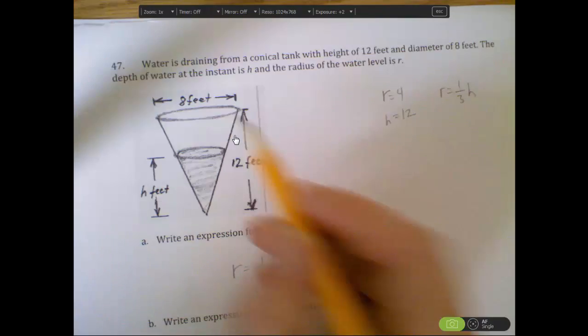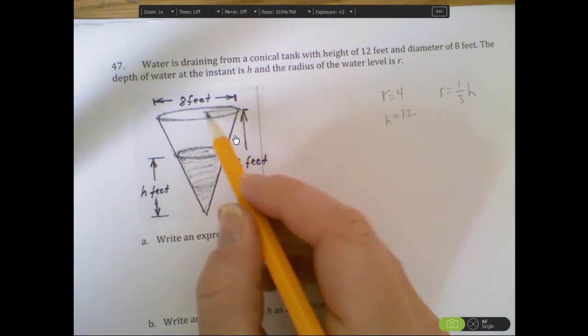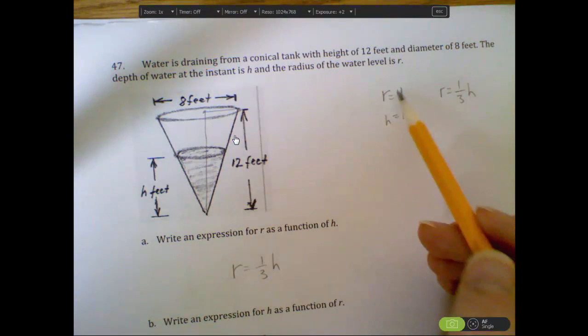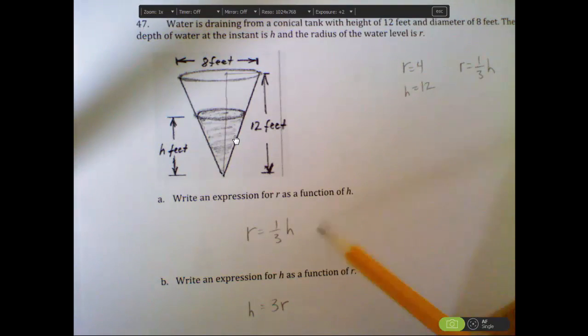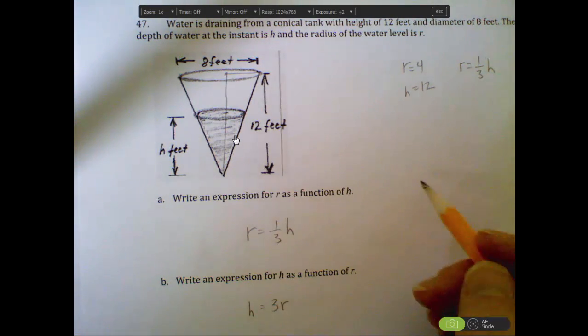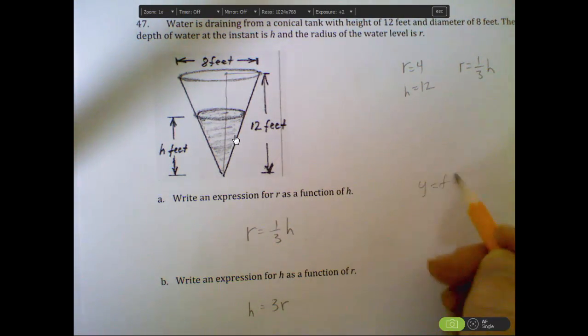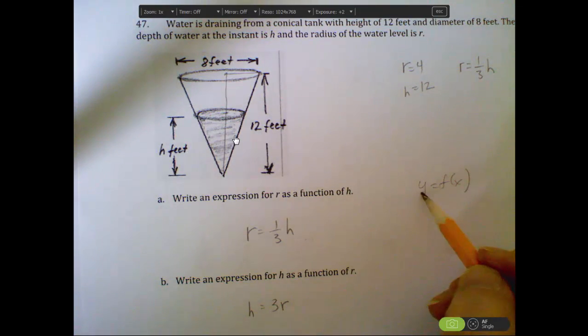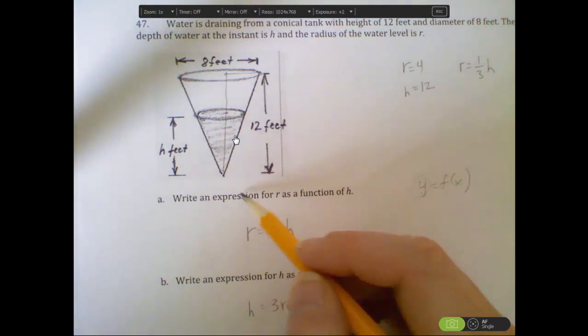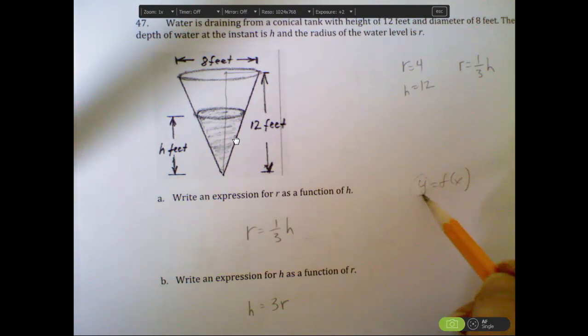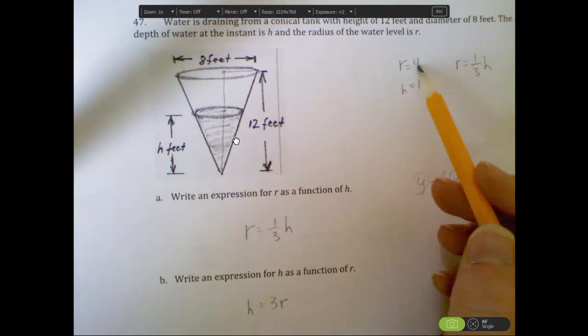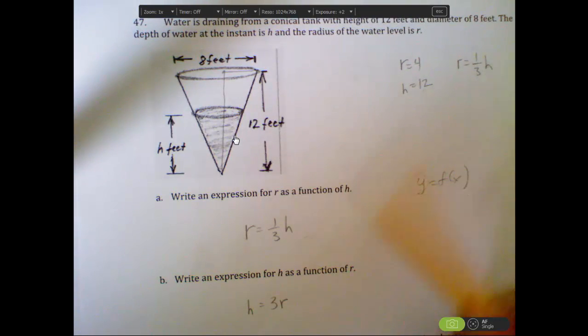All you have to recognize here is that the radius is 4 and the height is 12. So you're comparing 4 to 12. Write an expression for r as a function of h. I always get confused about what is a function of what, except I always remember that most of the time we're dealing with y as a function of x. So something is a function of, that's what you put before the equal sign. So r acts like y. And so how is r related to h? It's 1/3 of h. So r equals 1/3 of h.